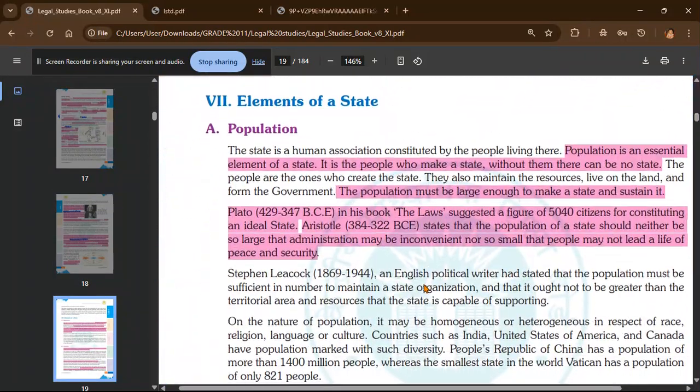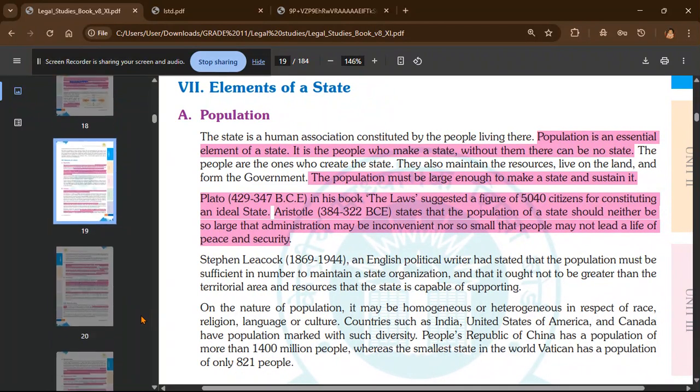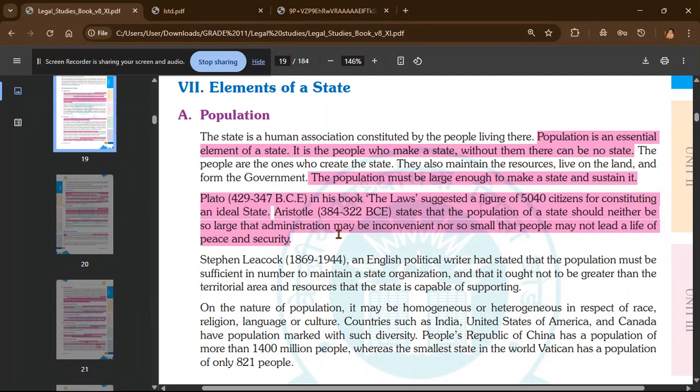Next, we are going to see what are the four elements of the state. First we have population. Population is an essential element of the state. It is very important for a state to have population, then only it can be called a state. It is the people who make the state. Without them, the state cannot exist. The population should be large enough to make a state and sustain it.